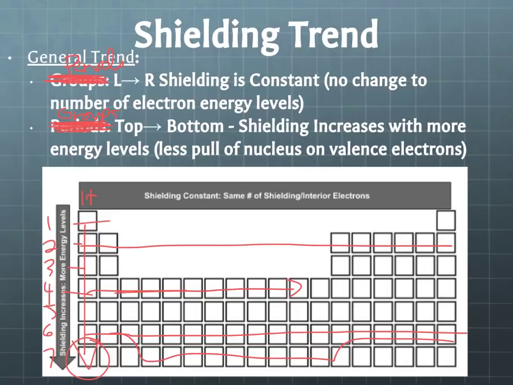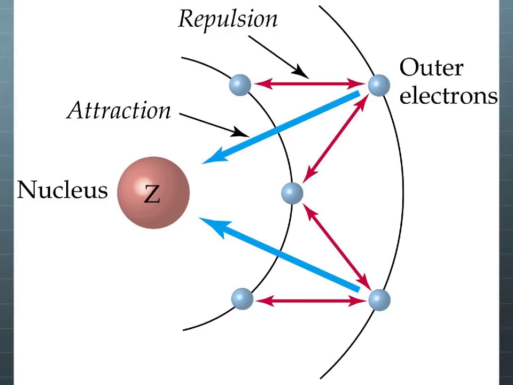Okay, so shielding as a trend is referring to the extent to which the nucleus's charge is being blocked from the valence electrons. So it isn't all that perfectly easy, because the nucleus is pulling in. These blue arrows are the attraction of the nuclear charge, right? And the red arrows are referring to the shielding.